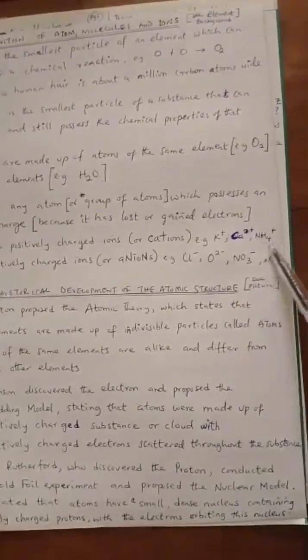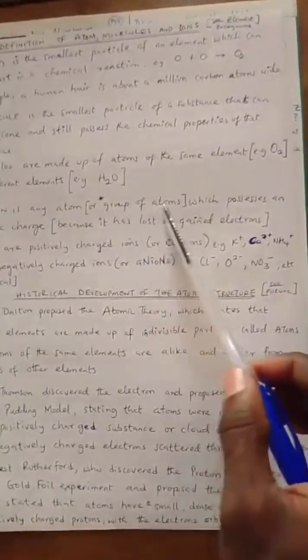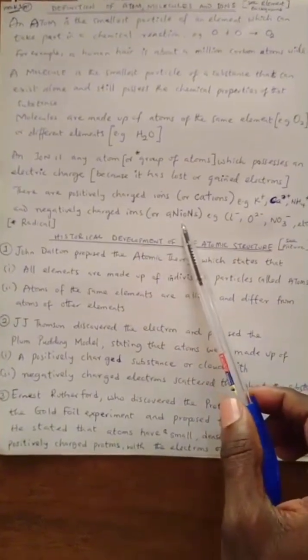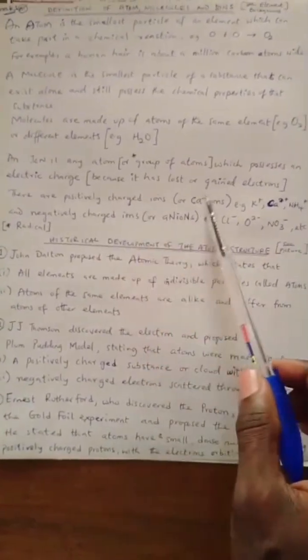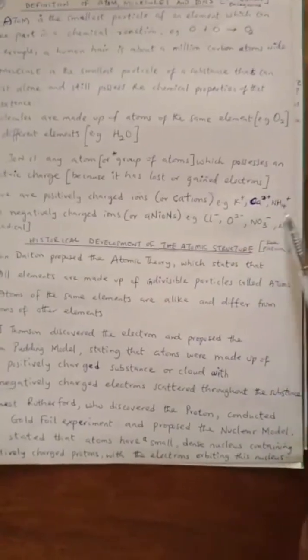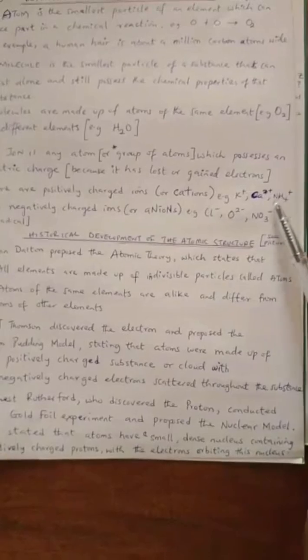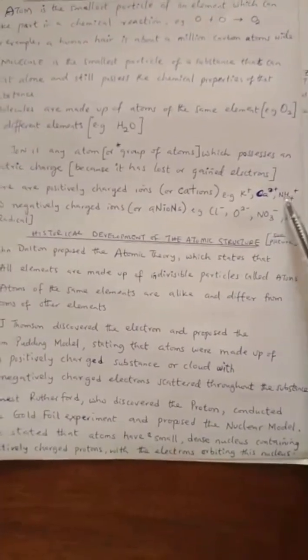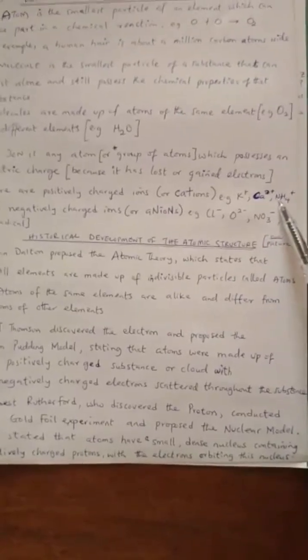And then we have a group of atoms. We have nitrogen and hydrogen here. We call this a radical. A group of atoms that is charged, we call a radical. Negatively charged ions are called anions, just like positively charged ions are called cations. So this is the potassium cation, this is the calcium cation, this is an ammonium radical. So ammonium cation is a positively charged group of atoms containing nitrogen and hydrogen. So it's called the ammonium ion.